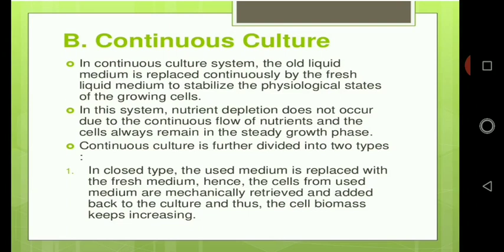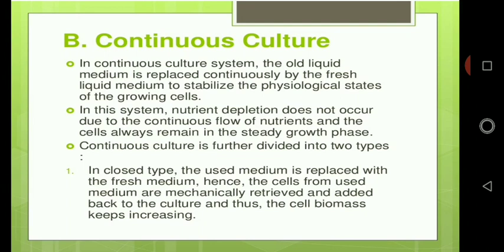In this system, nutrient depletion does not occur due to the continuous flow of nutrients, and the cells always remain in the steady growth phase. In the closed culture systems that we have studied till now, we never replace the nutrient medium or cells. But in continuous culture, we are continuously replacing the old medium so that cells get fresh nutrients. Each time there is a depletion of nutrients, we add fresh medium so that the cells remain in their active growing stage.